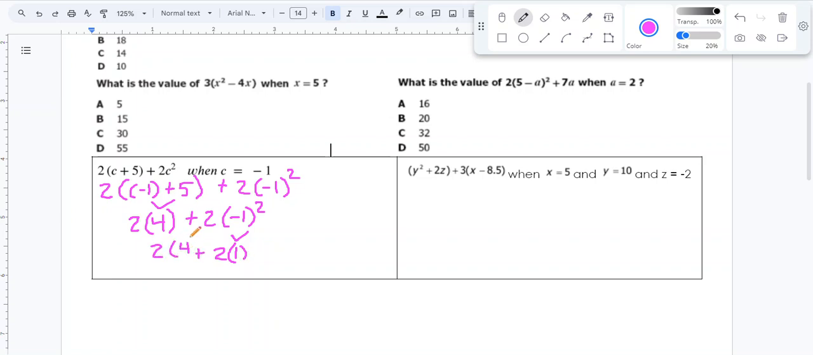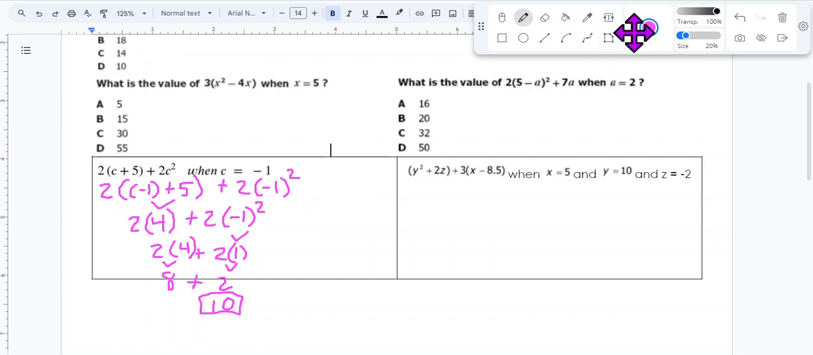All right, so my next step on my order of operations is multiply or divide. And I got multiplies here, right? So 2 times 4 gives me 8. 2 times 1 gives me 2. And then finally I can do my addition and subtraction. 8 plus 2 equals 10. That's my final answer, 10.